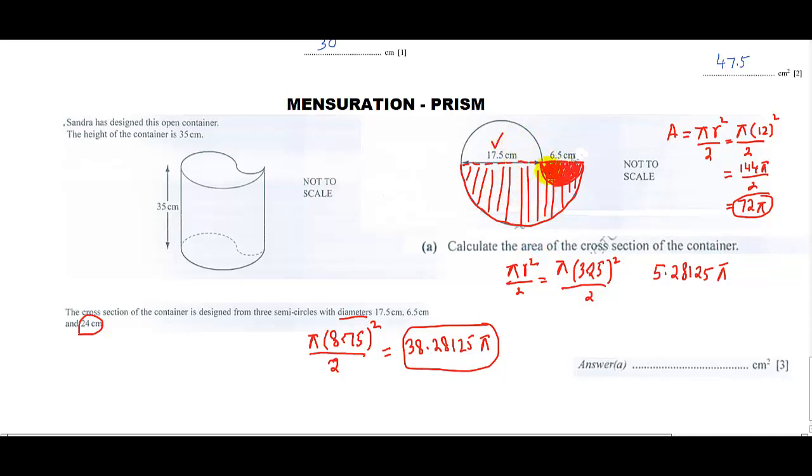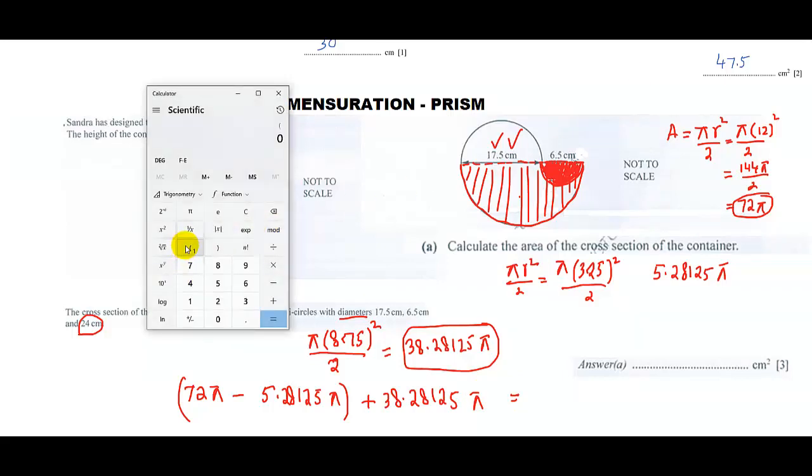Now I found the area of this, so let me subtract this area from this semicircle, which is the big semicircle that has area 72 pi. Now I will subtract the area of this small one, 5.28125 pi, and then I will add this area, plus 38.28125 pi. Okay, so let's use the calculator.